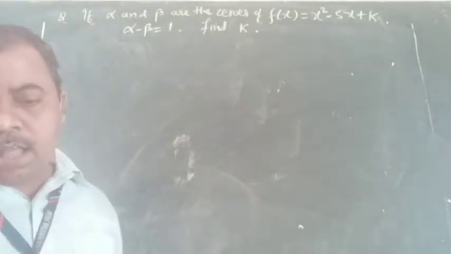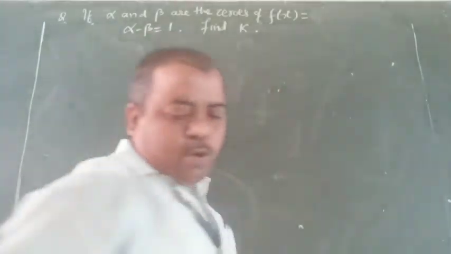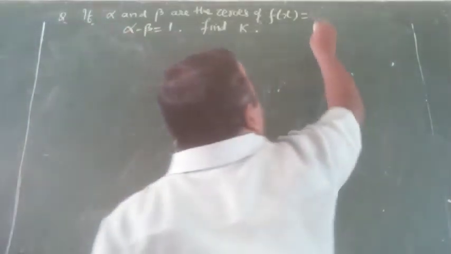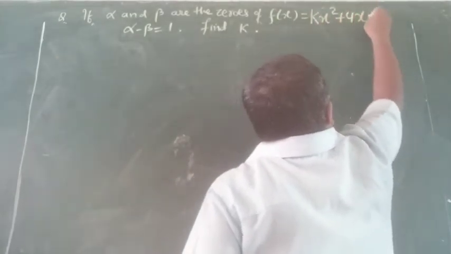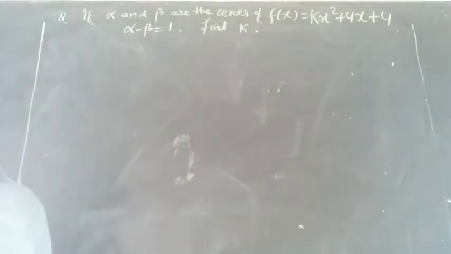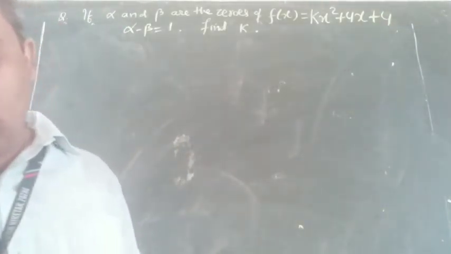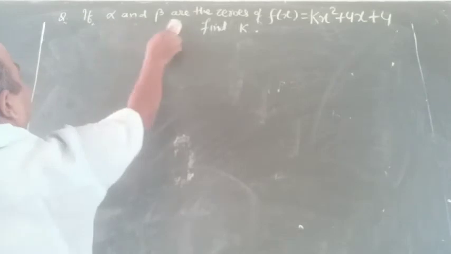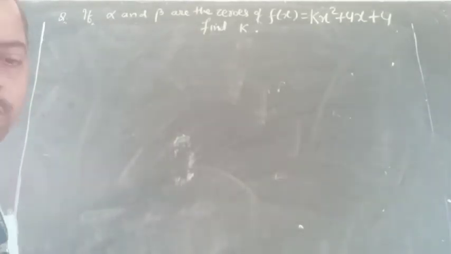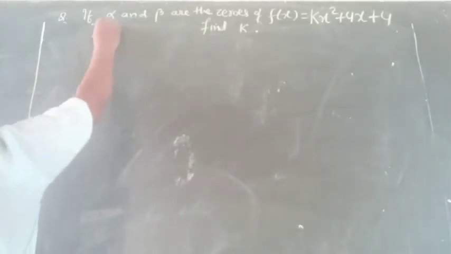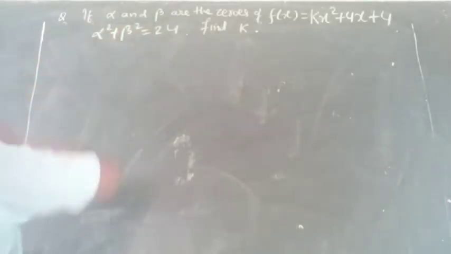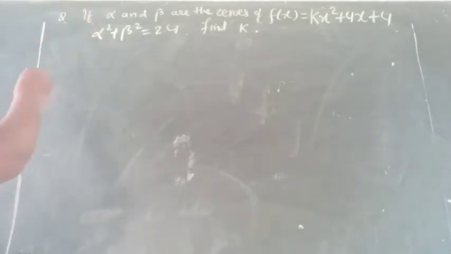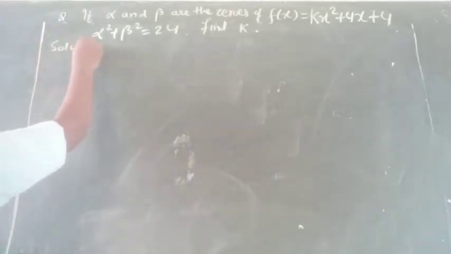Alpha and beta are the zeros of this quadratic polynomial. The quadratic polynomial is kx square plus 4x plus 4. Okay, this is a quadratic polynomial. Now alpha square plus beta square equal to 24. We want k. To use this one solution, here it is.